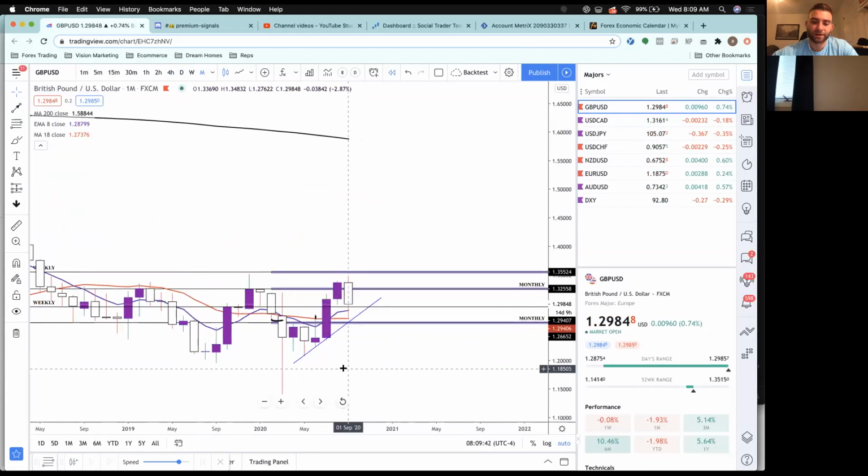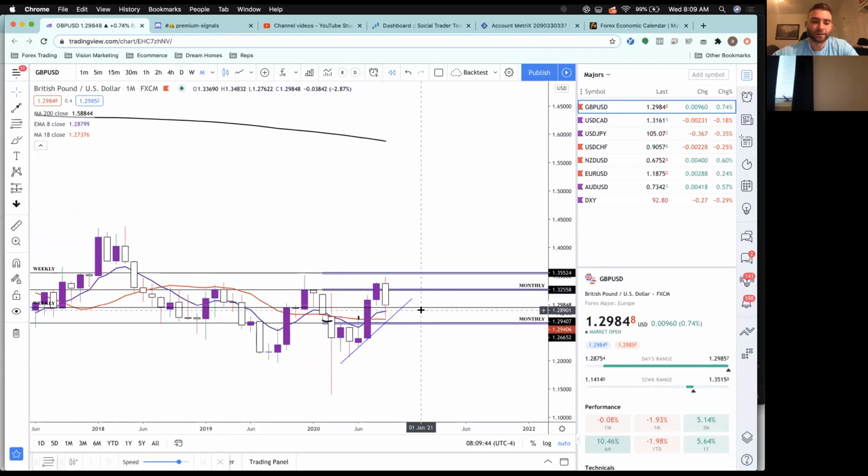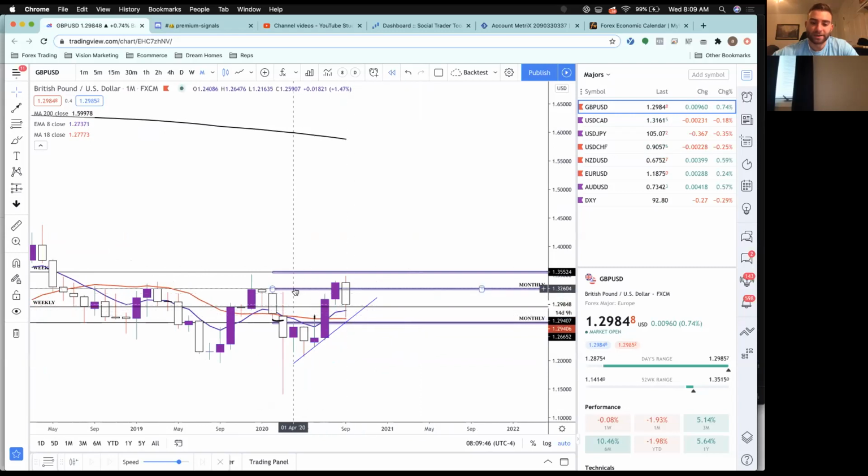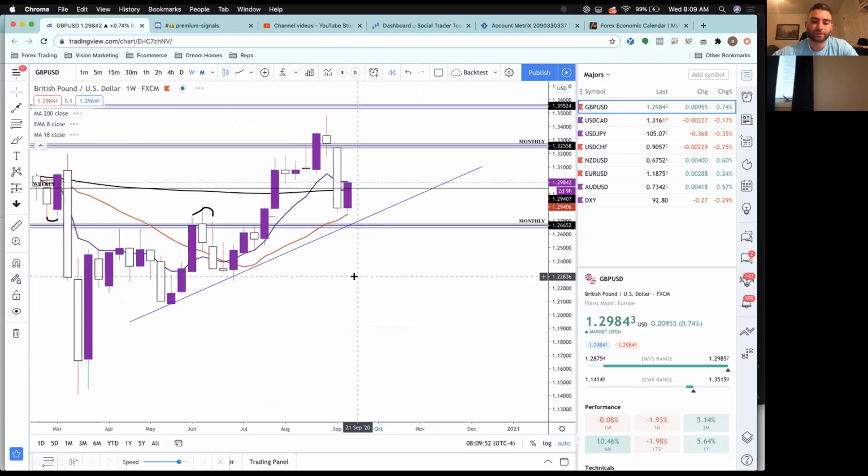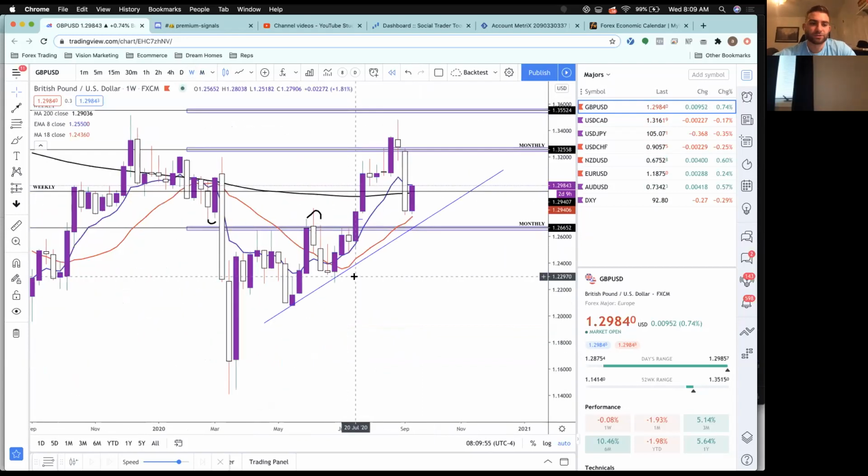So monthly time frame, I've got my monthly, weekly key levels here. A little bit tight, but as we can see, we rejected this monthly level. Now we're rejecting this weekly level. We need to break these down a little bit further. So down to the weekly time frame.